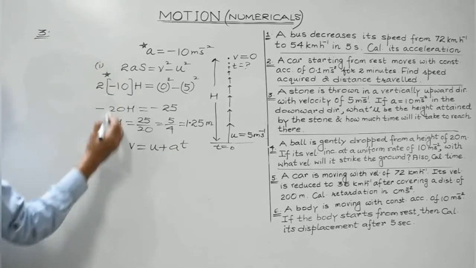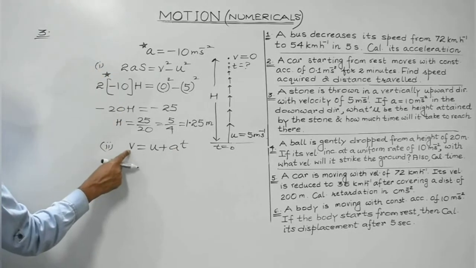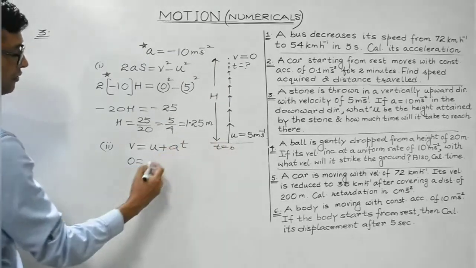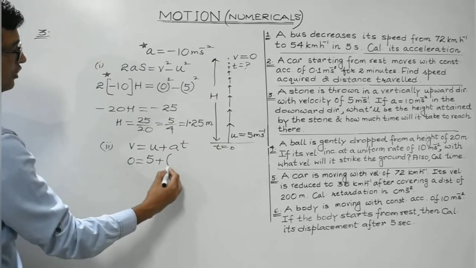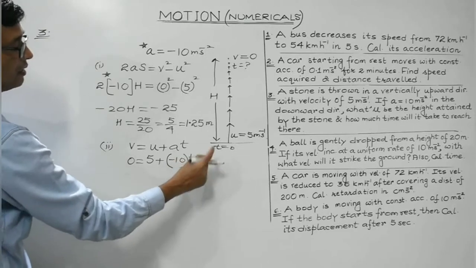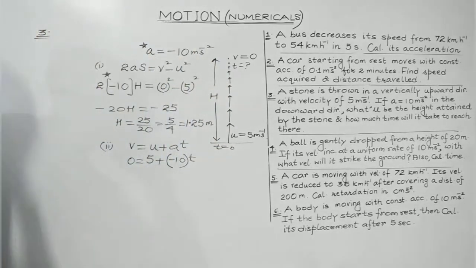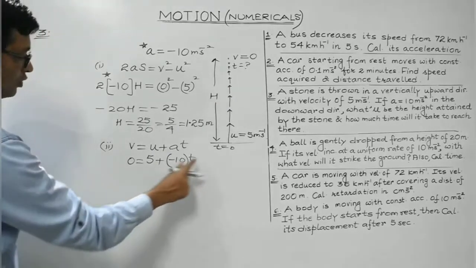This is the first part and this is for the second part. What is the final velocity over here? 0. What is the initial velocity? 5. What is acceleration? It is minus 10. And the time taken by the stone to reach from the bottom to the highest point is considered to be small t, right? So let's solve it.